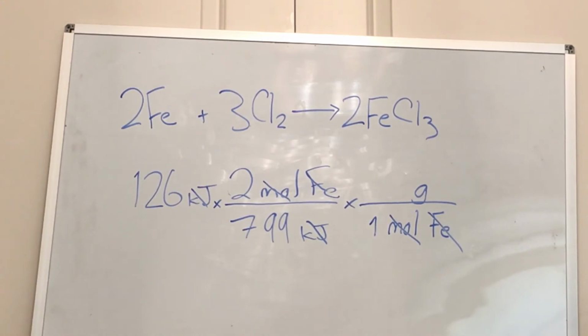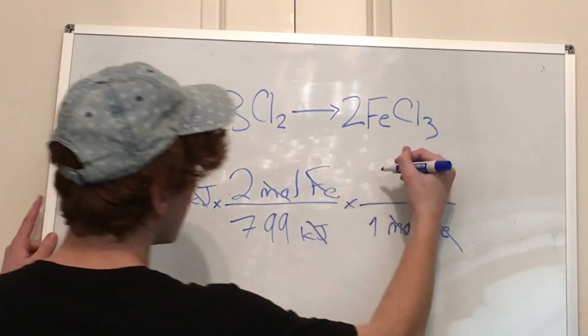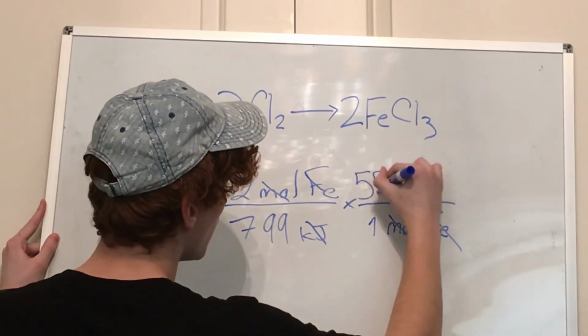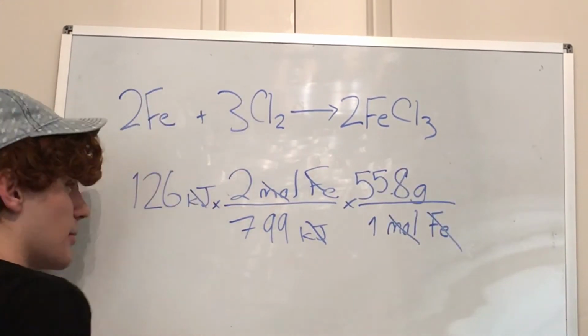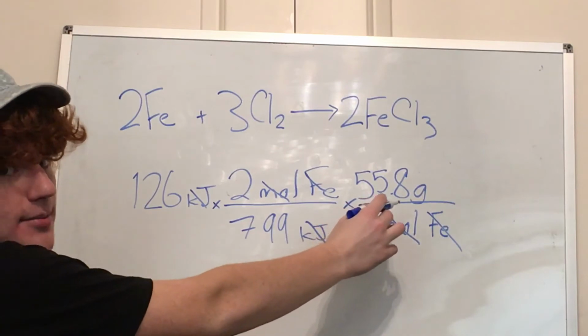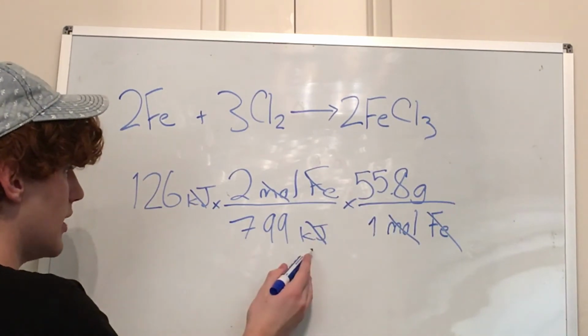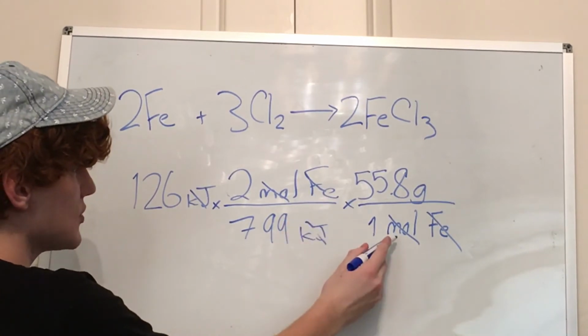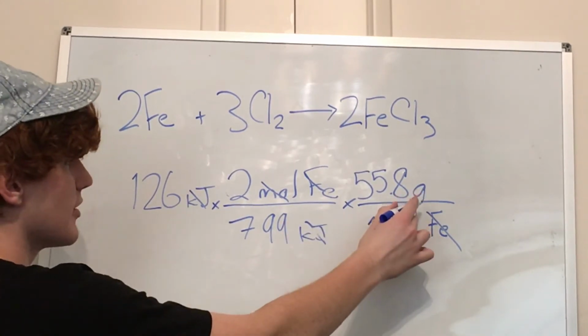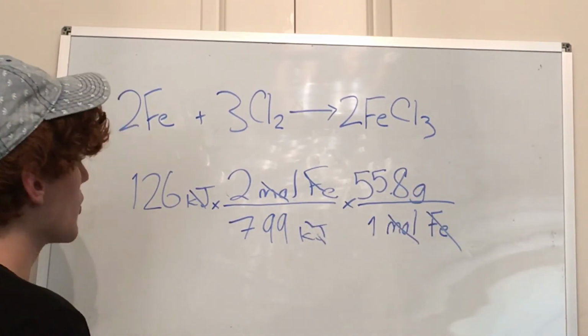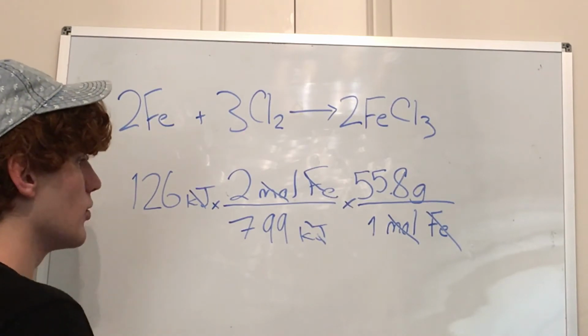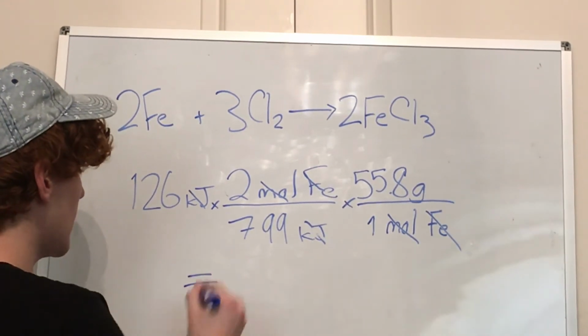And I see right under Fe, there's a number. And that number says 55.8, which means that for every 1 mole of iron, there's going to be 55.8 grams. All right? So we see our kilojoules have canceled out, our moles of iron have canceled out, and all that's left is grams, which is what we want. We're solving for grams. So the only step that's left is to multiply it all out.